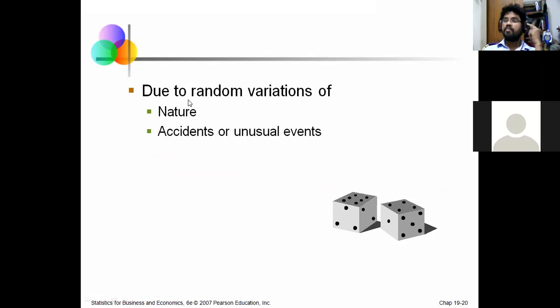That is due to random variations of nature, for example floods, normal rains, earthquakes, and accidents. When you are driving, do you expect that you are going to get an accident? No, it can happen randomly. Simply we can say these are unusual events.